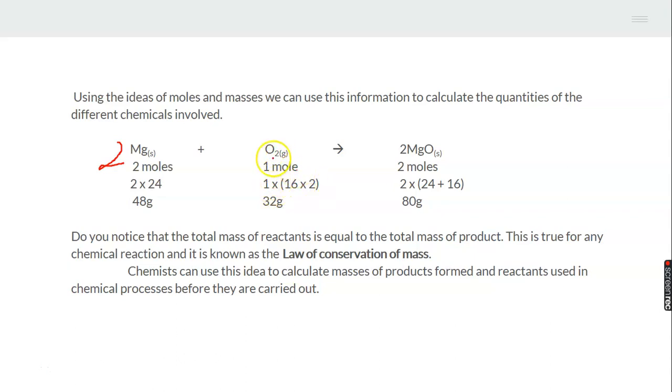1 times 16 times 2, this stands for the subscript, so it's 2. So definitely the same thing goes there. 2 times 24 plus 16. You have to do the bracket first. 40 times 2 will give you 80.